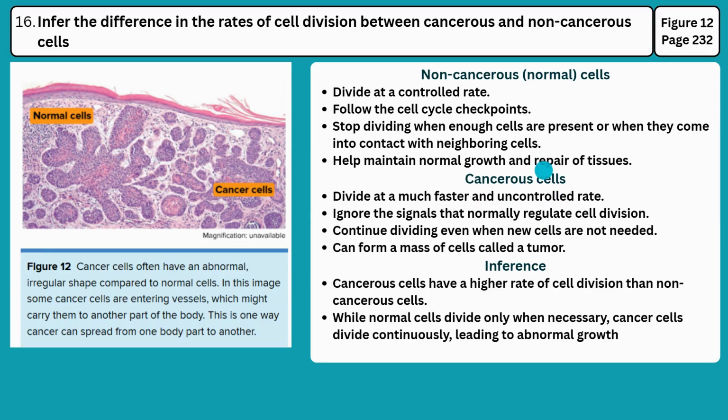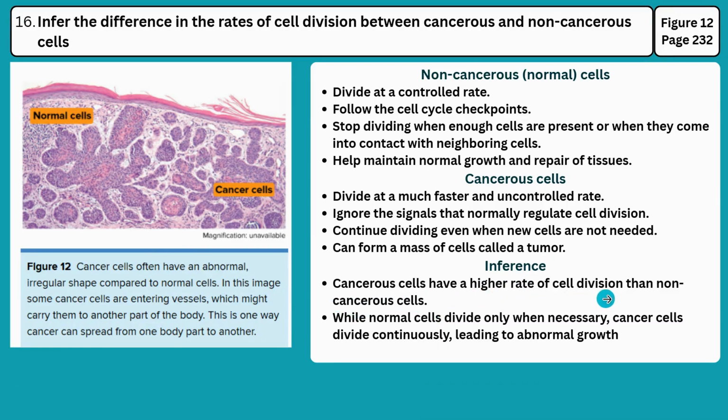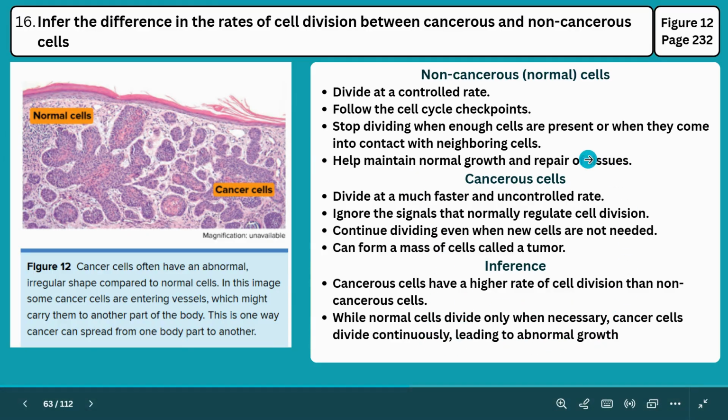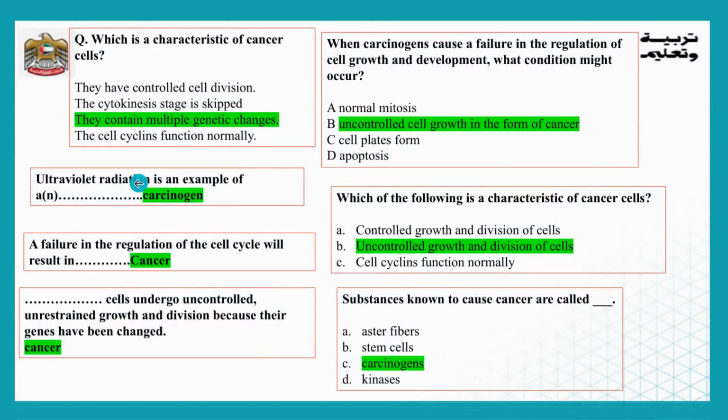A tumor forms and then it becomes cancerous. What is the inference about it? The cancer cells have a higher rate of cell division than normal non-cancerous cells. Normal cells divide only when required. Cancer cells divide continuously and there is abnormal growth.